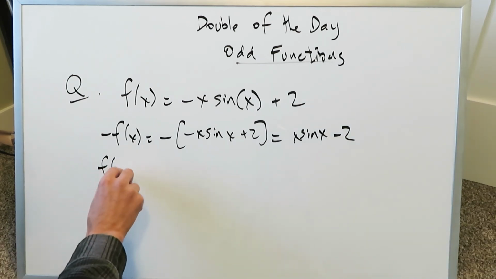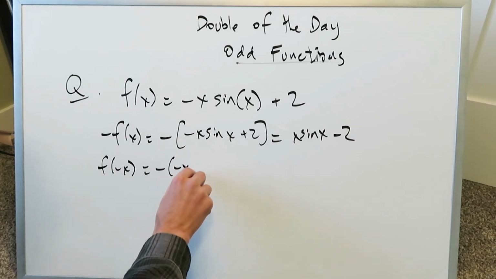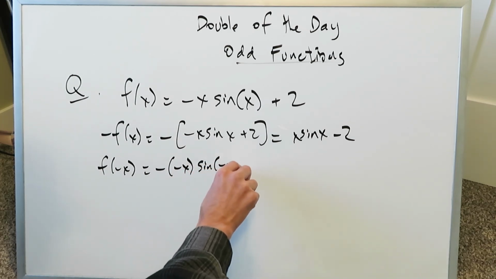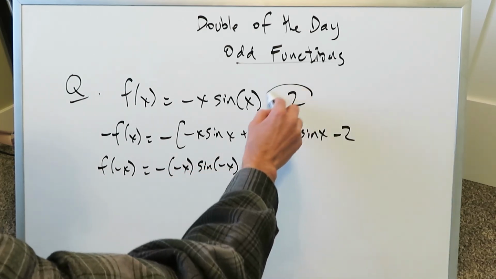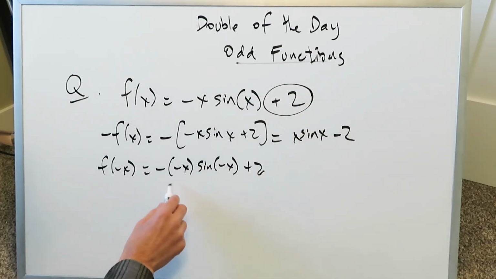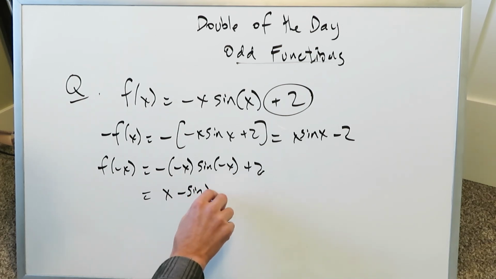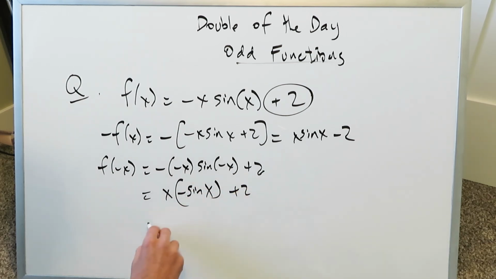Now let's do f of minus x. What are you going to get here? You have a minus x, you have a sine of a minus x, and then a plus 2. This here will seem to spoil it all because there's no variable attached. It won't change. Anyhow, let's look over here. We have an x. Here we have a minus sine x plus 2. We'll have a minus x sine x plus 2.